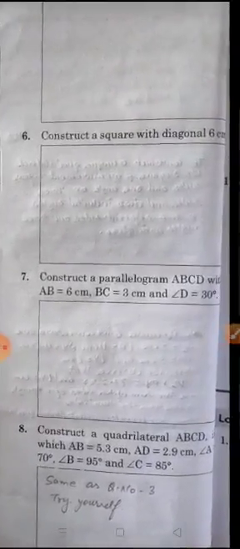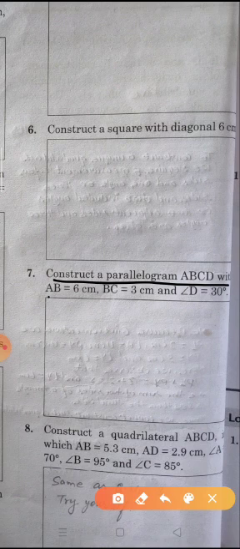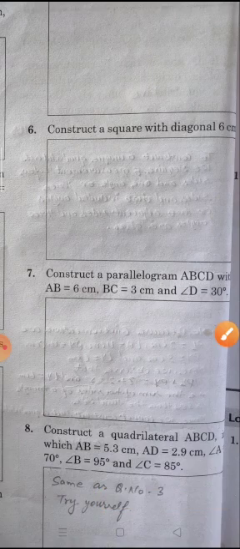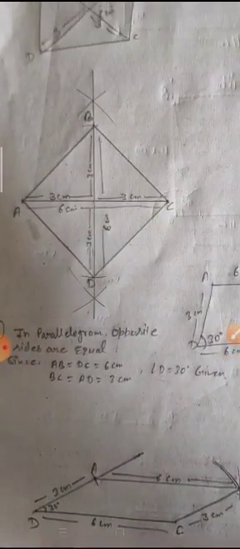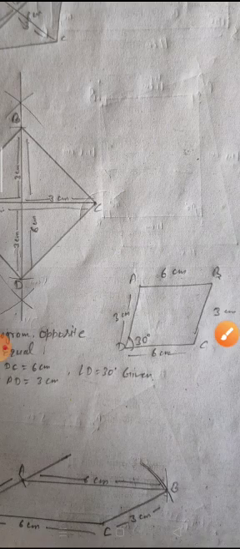Question number 7. Construct a parallelogram ABCD with AB equal to 6 cm, BC equal to 3 cm, and angle D equal to 30 degrees. So question number 7, this is the rough diagram. Students, you must draw a rough diagram. It is very helpful and makes it easy to draw our construction.